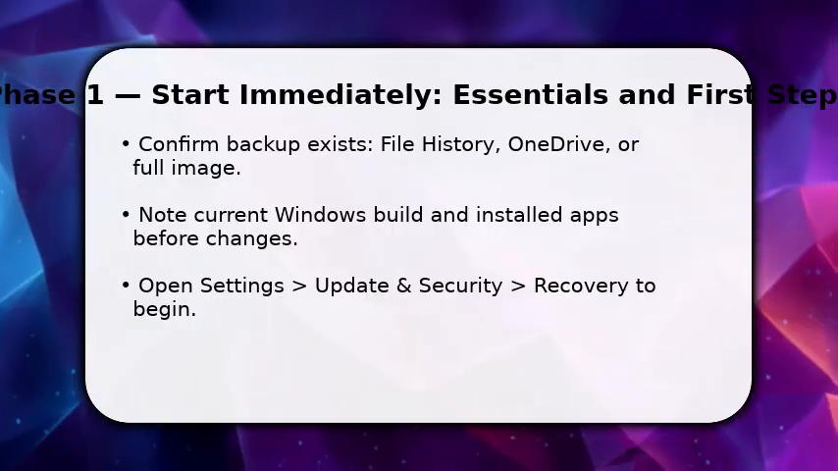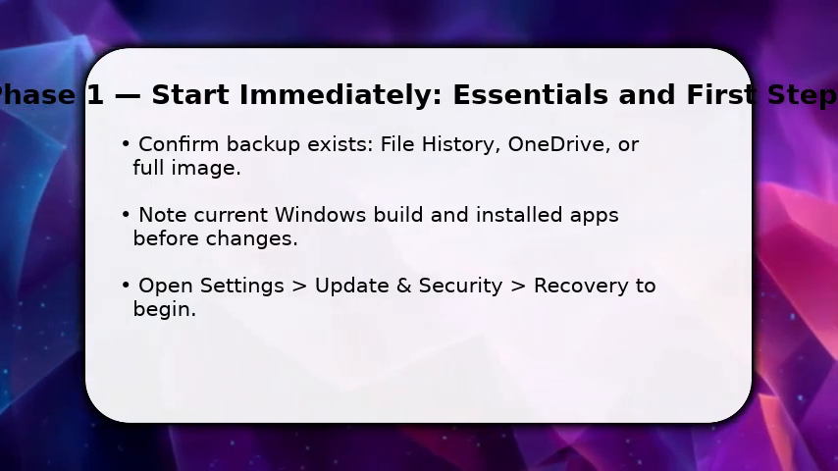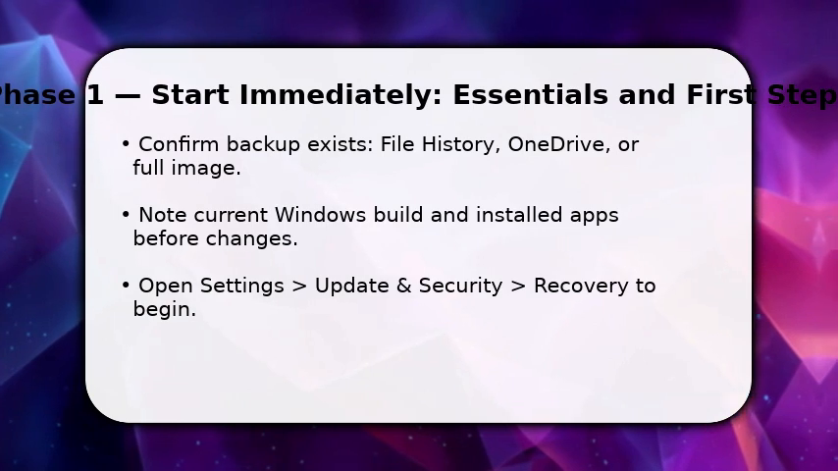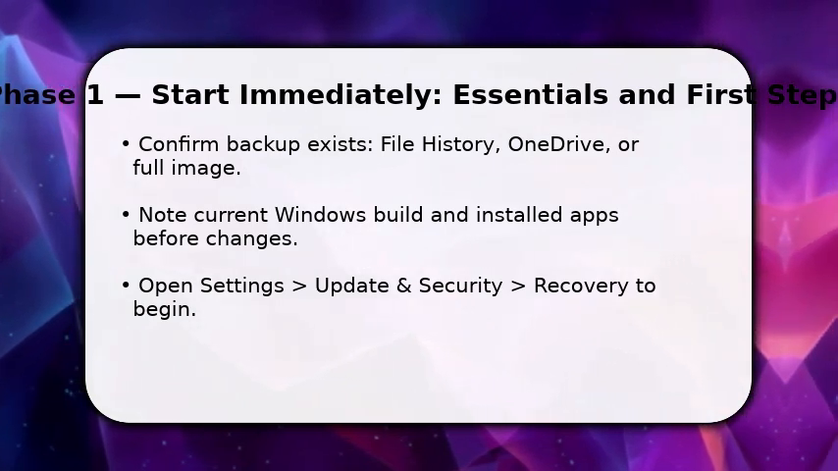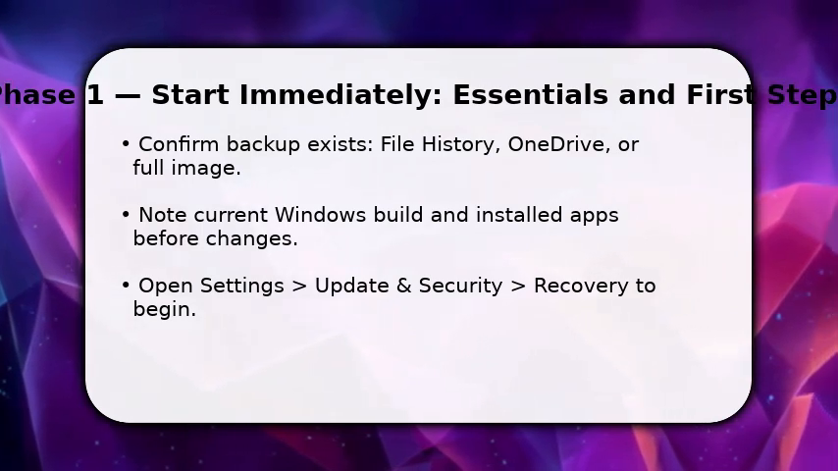You begin by confirming a current backup, because recovery can overwrite files. Next, note your Windows version and key apps so you can restore them later. Once done, open Settings, choose Update and Security, then Recovery. This puts the recovery options on screen.